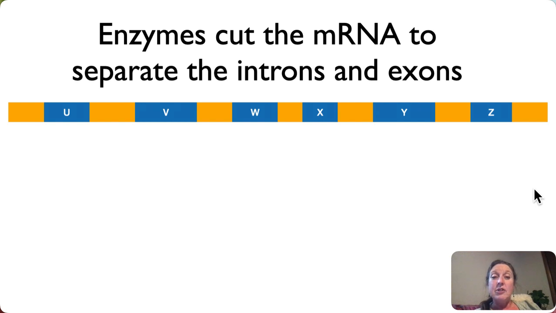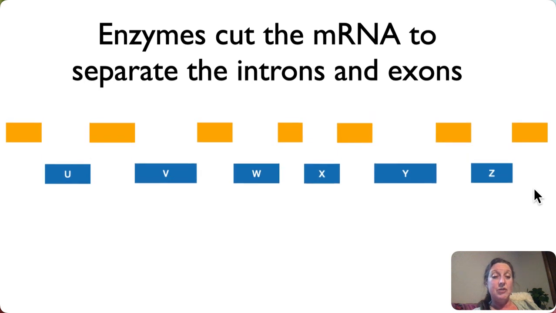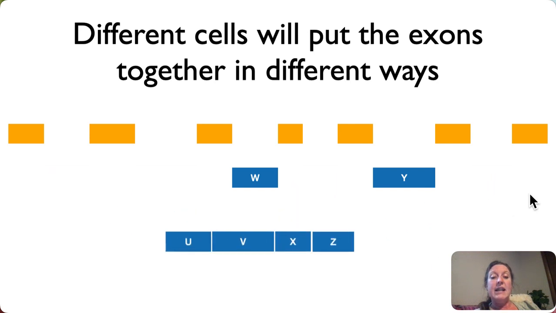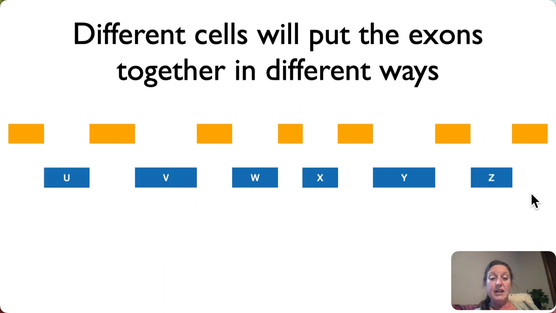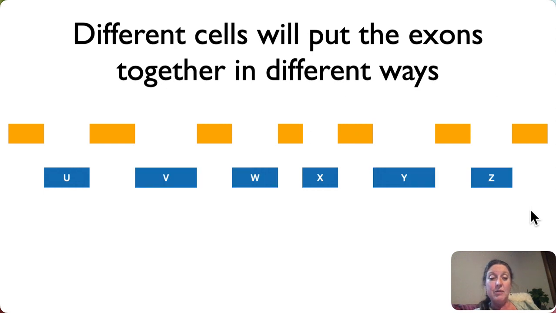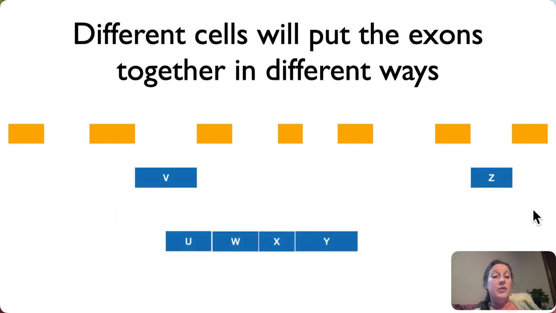So we have these enzymes called splicing enzymes that cut the messenger RNA in order to separate the introns and the exons. The way I'm showing this in the cartoon is not accurate, but it gives you a pretty good feel for how it works. So different cells can put the exons together in different ways. One cell might use U, V, X, and Z and have that turned into a protein. Another cell might use V, W, Y, Z and turn that into a protein. And yet another cell might use U, W, X, Y and turn that into a protein.